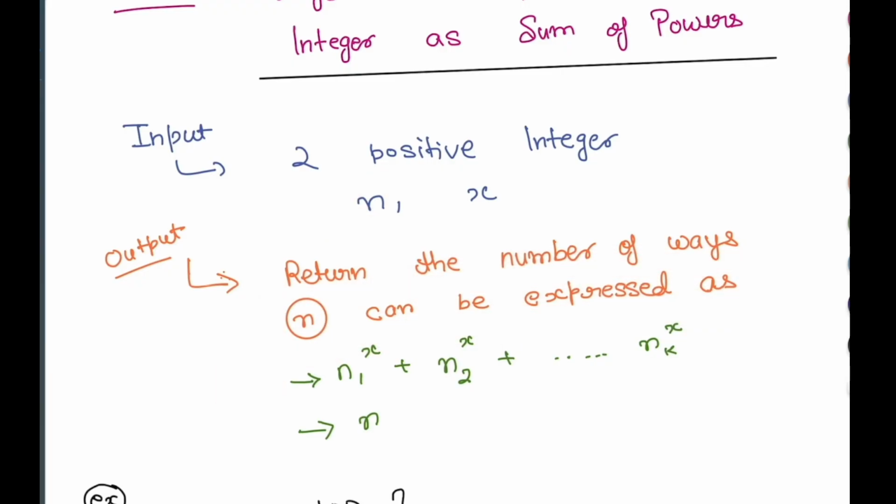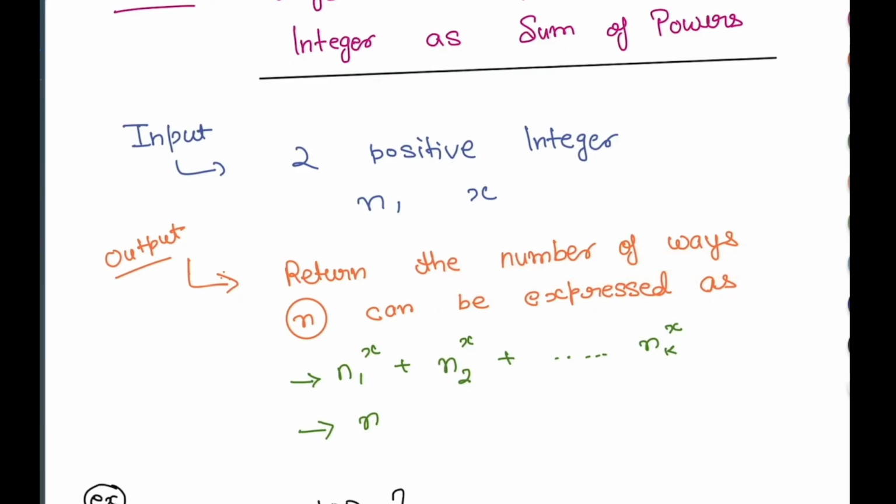The formula is you have to choose some numbers n1 to the power x plus n2 to the power x up to nk to the power x should be equal to n. Basically, you have to choose some numbers n1, n2, n3, n4 up to nk. This k is not given in the problem. You have to decide it. Basically, we need to find the number of ways, right? So we can decide a lot of different ways.